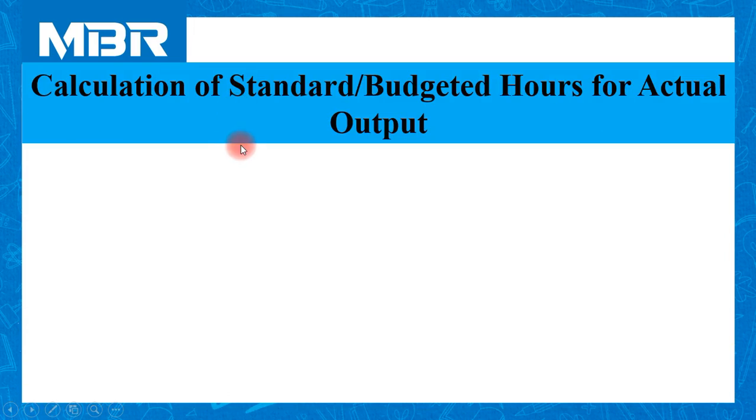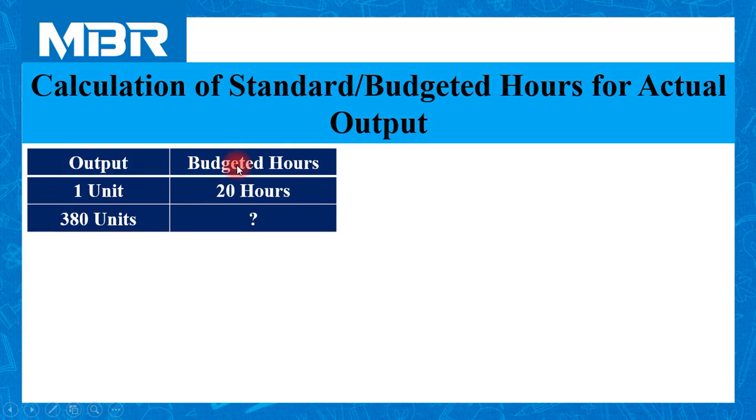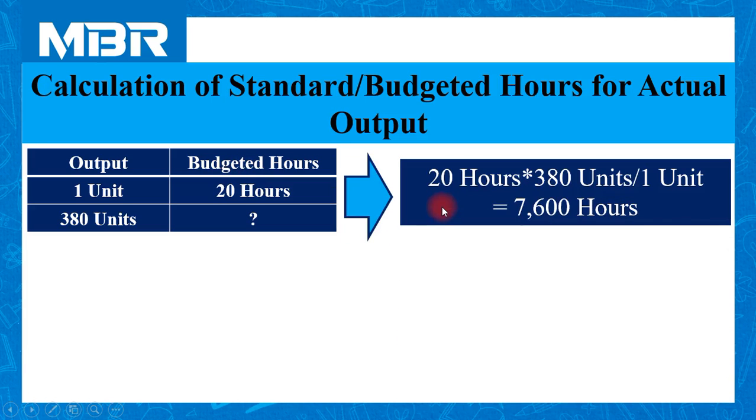Let us move to the fourth and one of the important elements of our calculation: calculation of standard or budgeted hours for actual output. It is nothing more than cross multiplication of the data given to us. As per information, for the production of 1 unit of output, we need 20 hours of effort. So it is very simple. If you want to produce 1 unit, you need 20 hours of time. Actually, we have produced 380 units. So in this way, we can calculate standard time for actual output.